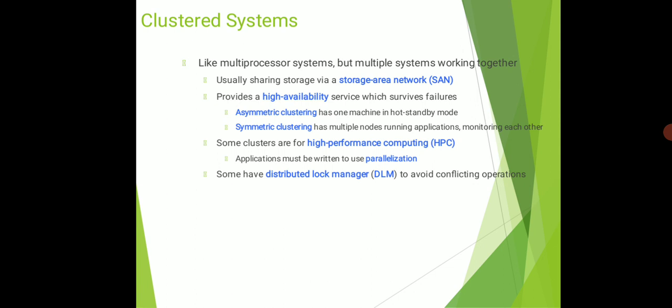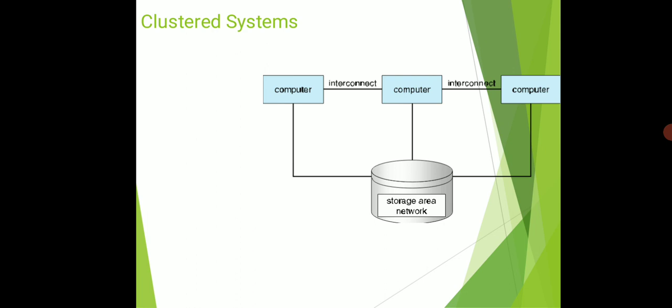Some clusters are for high performance computing, HPC. Applications must be written to use parallelization. Some have a distributed lock manager, DLM, to avoid conflicting operations. So this is called a cluster system.